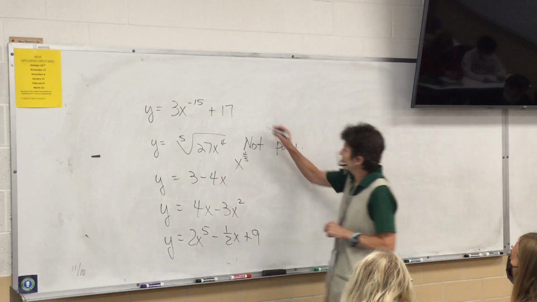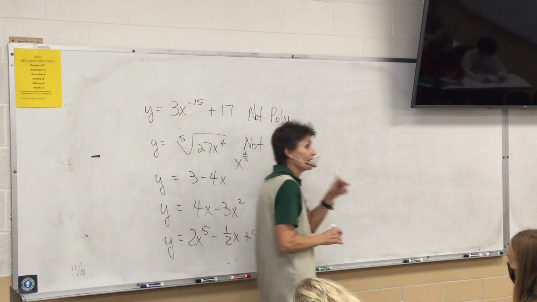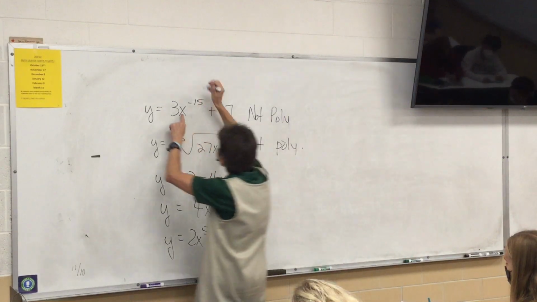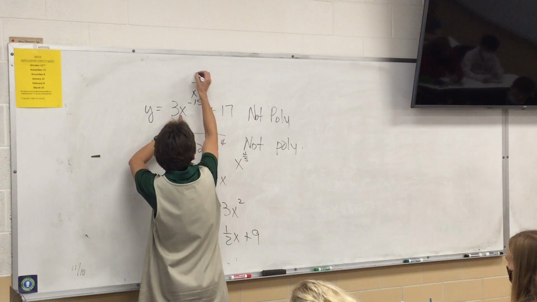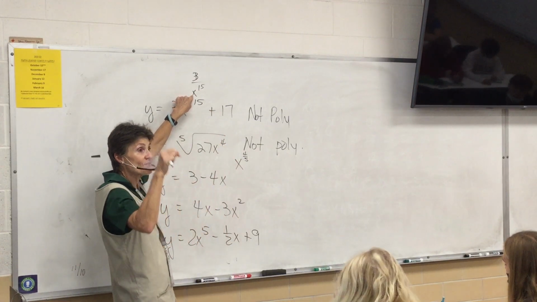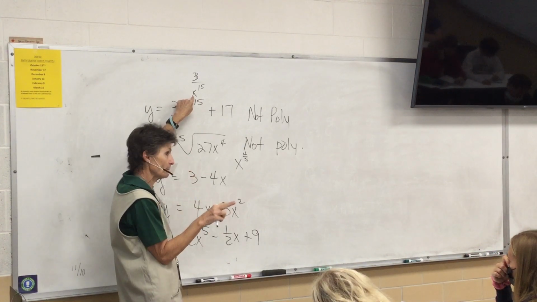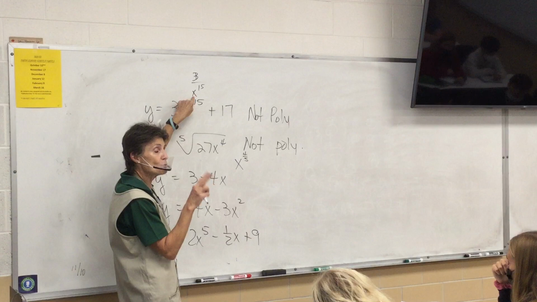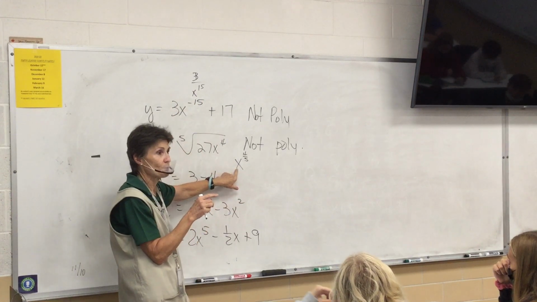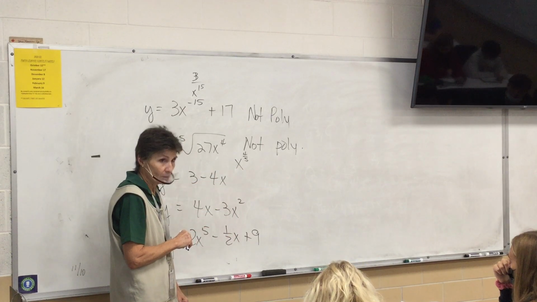You're exactly right. This one is not a polynomial because if you are a polynomial, you cannot have negative exponents. This is the same as 1 over x to the 15th. Well, actually, it's 3 over x to the 15th. But you cannot have a variable in the denominator, and you cannot have a variable under a radical. Those manifest as negative exponents and fractional exponents. Can't have them if you're going to be a polynomial. Okay?